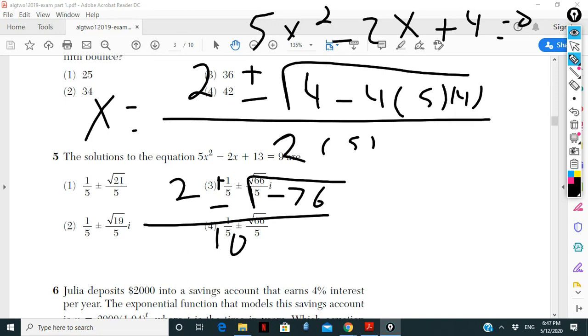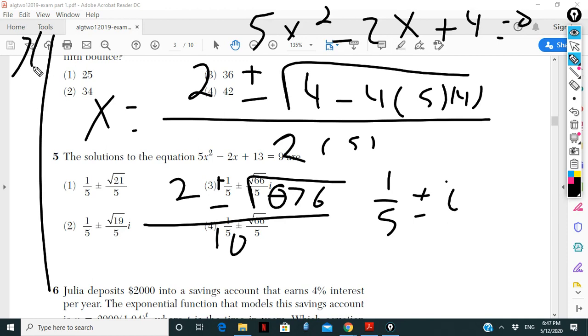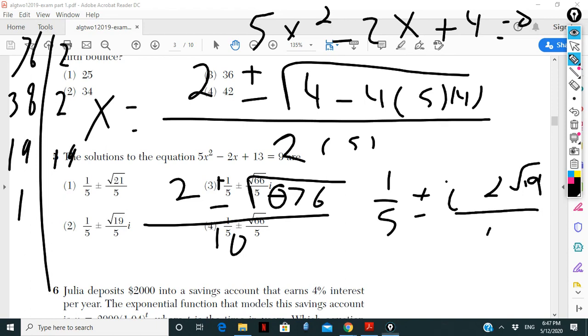Now I'm going to simplify. It's going to be 1 over 5 plus or minus, and because of the negative I have i. Now 76 divided by 2 gives me 38, divided again by 2 gives me 19, which is prime. So now it gives me 2 radical 19 over 10. When I simplify, it gives 1 over 5 plus or minus i radical 19 over 5. So the answer is 2.